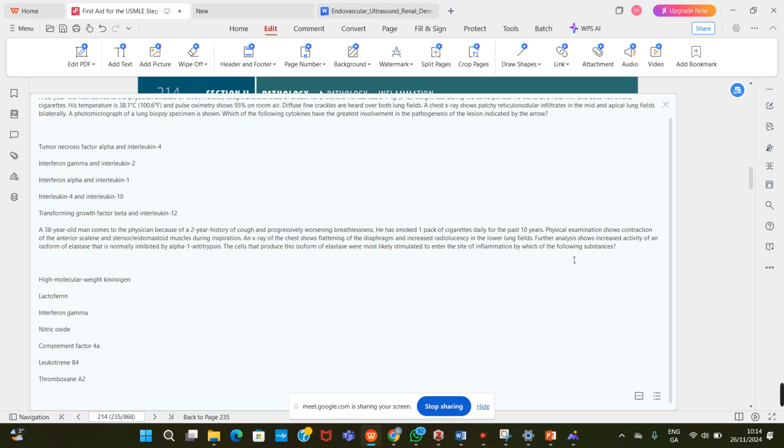So the cells that produce the elastase were most likely stimulated to enter the site of inflammation by the following substance. So they are just asking us what is a chemoattractant for the neutrophils. And just like one doctor gave us the acronym, I can't remember the acronym, something something chill, neutrophil is coming. Chill. Neutrophil is coming. So just check neutrophil, something something is coming, and you pick the right one. So I think this one should be 5A if it's going to be correct, not 4A, right?